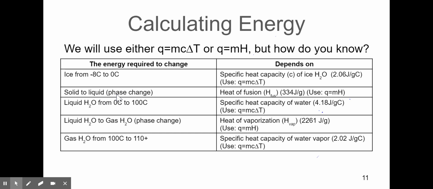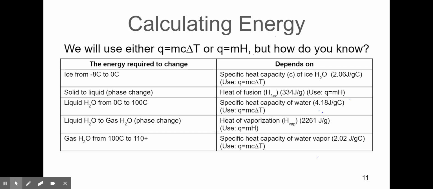Going from solid to a liquid, phase change, you use Q equals mH, because it depends on the mass and the substance. Remember, temperature is not changing at a phase change, so you can't use mc delta T. Going from liquid water to steam, 0 degrees Celsius, say to 100 degrees Celsius, you use the specific heat capacity, Q equals mc delta T. Your temperature is changing, you use Q equals mc delta T.